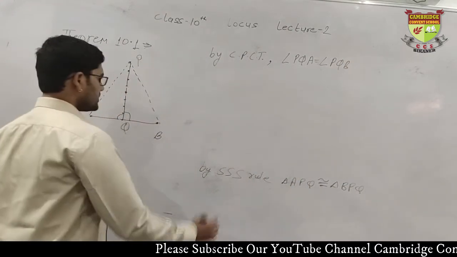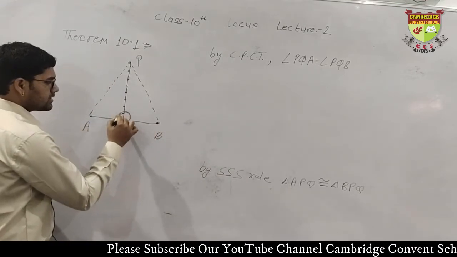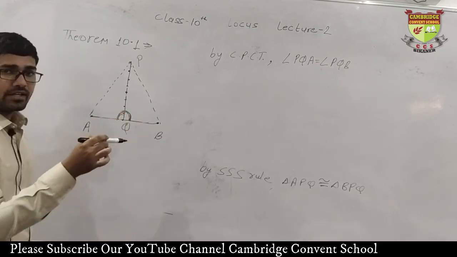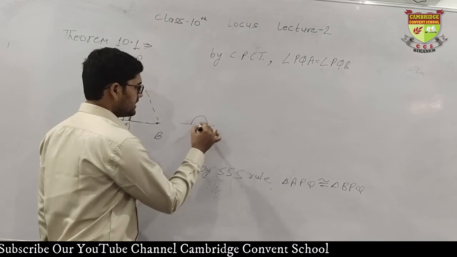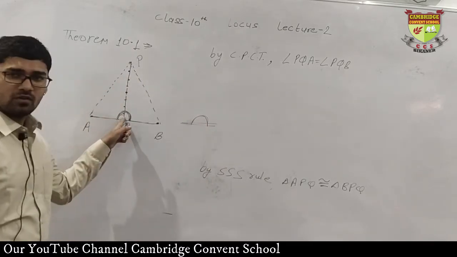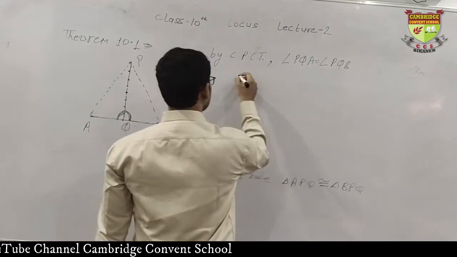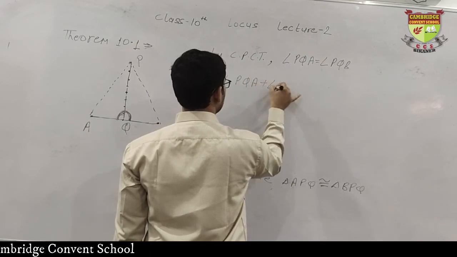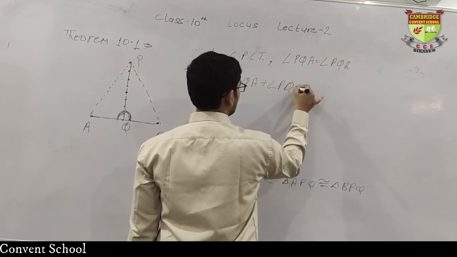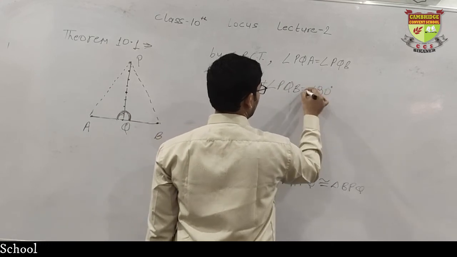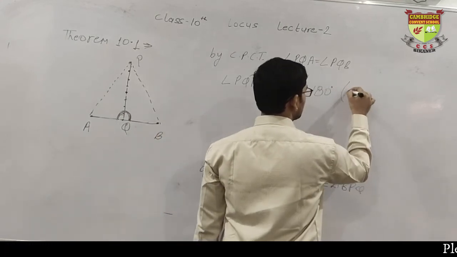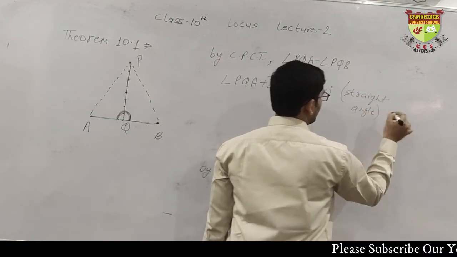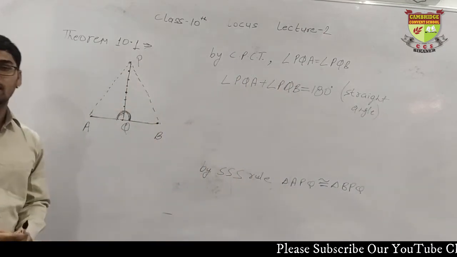What now? What is the sum of these angles? This is a straight line. The sum is 180 degree, right? Because this is always 180 degree. Same thing goes for this, a linear angle. I can say angle PQA plus angle PQB, sum of them is 180 degree, right? Because a straight angle situated on a straight line, the sum is 180 degree.